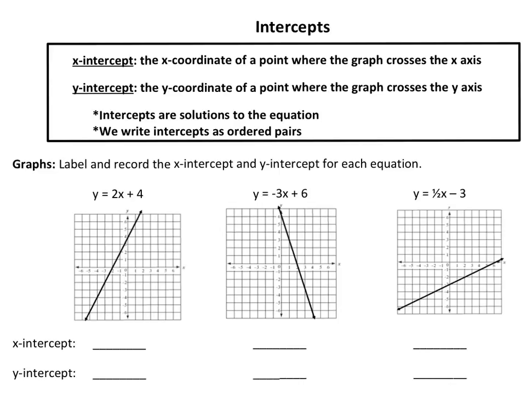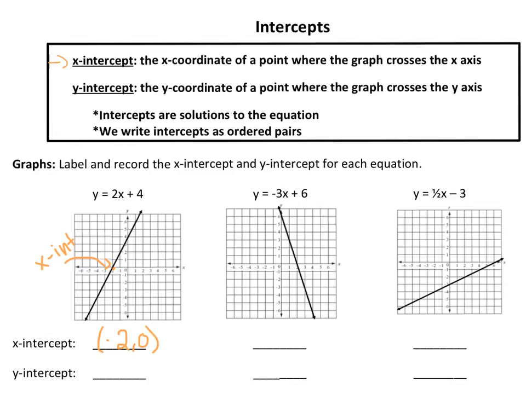First, let's look at the x-intercepts. In other words, the x-coordinate of a point where the graph crosses the x-axis. So we need to identify the point in which each graph crosses the x-axis. So in the first one, I see that the graph crosses the x-axis at -2. So my x-intercept is -2, and we write it as (-2, 0), because I went to the left 2, and I didn't go up or down at all.